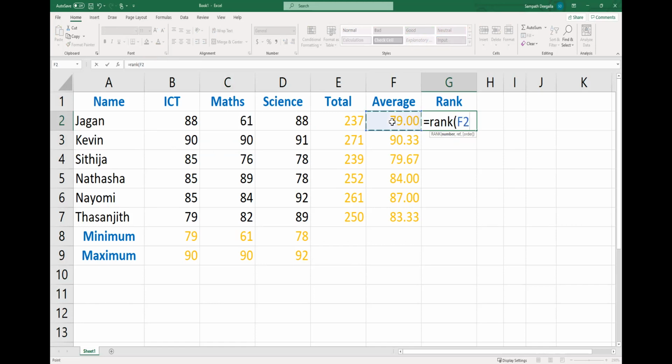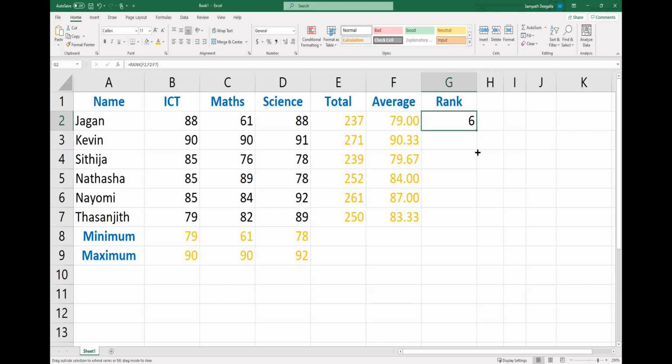So this is the rank. I'm going to rank this average one, and then we have to give the range. I want to rank this within this range. Which range? F2 to F7. So I'm going to say, okay, rank F2 between F2 and F7. Now it says that Jagan is 6th in the class.